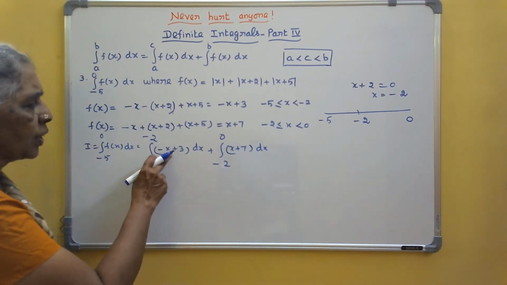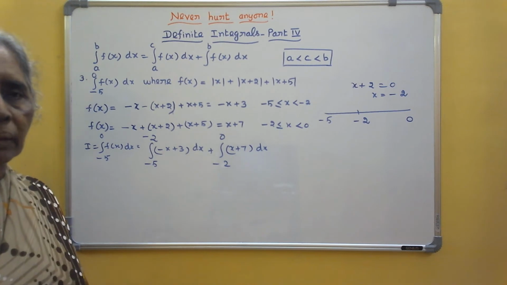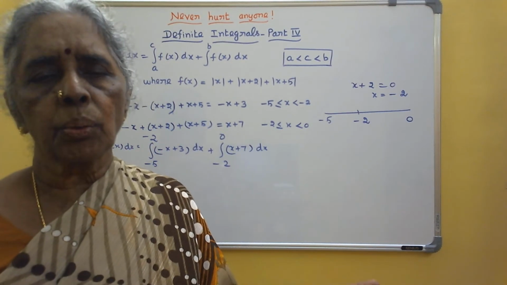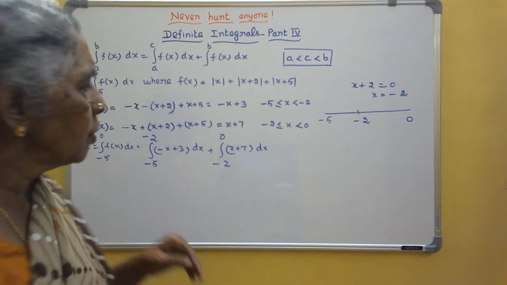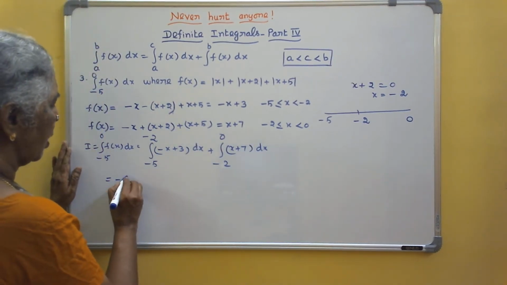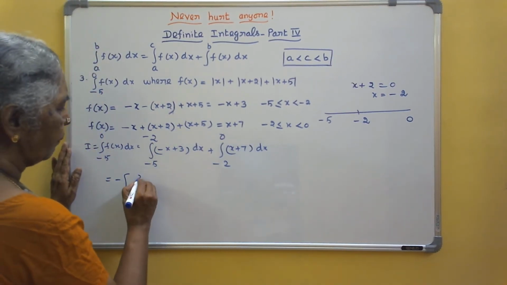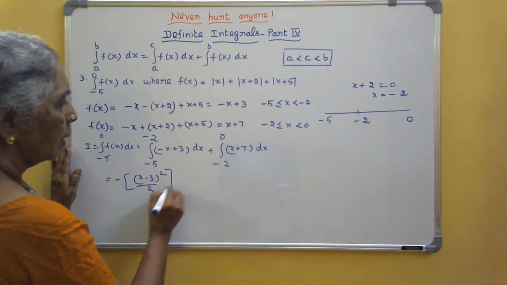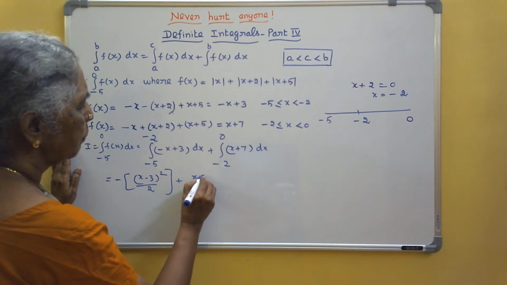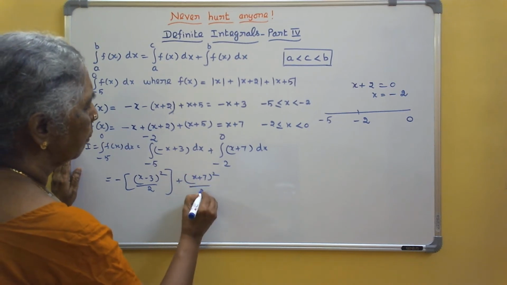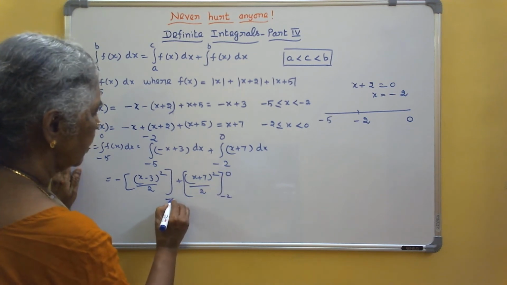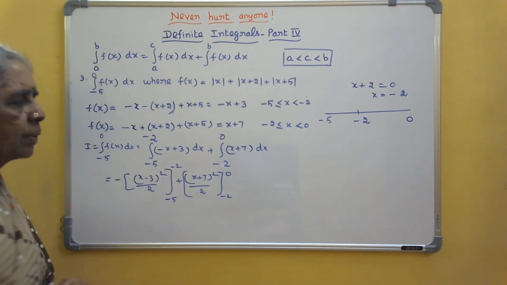Here, it is better you can take one minus out, because the x will be positive, so that you may not forget to put 1 by minus 1. So here I will take a minus out, so it will be x minus 3. So I get x minus 3 the whole square by 2. For this one I will get x plus 7 the whole square by 2. This will be minus 2 to 0, and this will be minus 5 to minus 2.